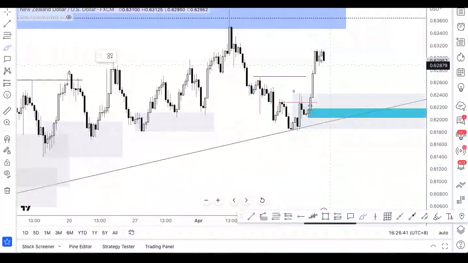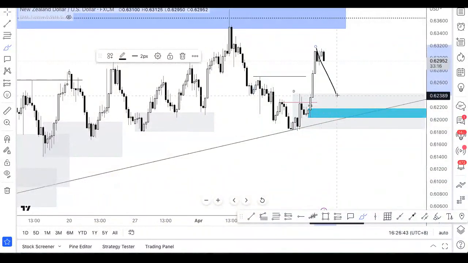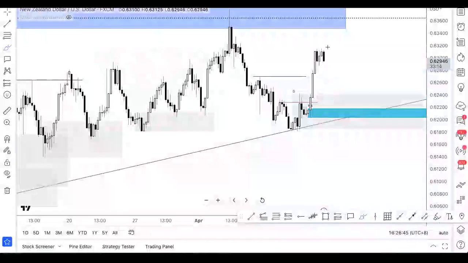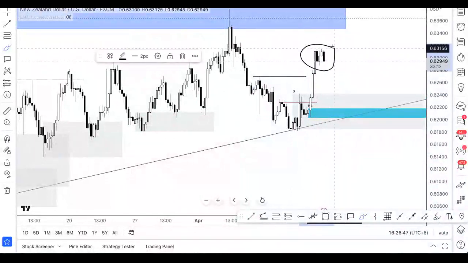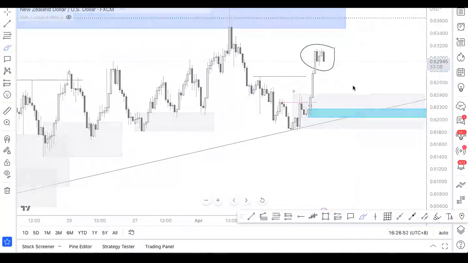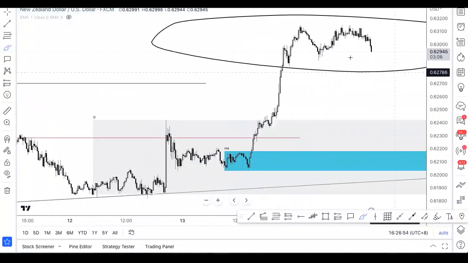Right now we're seeing a pullback in price. And if price continues to trend lower, if you're on the lower time frame, focus on this portion of the chart. So if we do see a pullback into the demand area, you can see that, let's say if I go to the 15 minutes, you can see the 15 minutes.